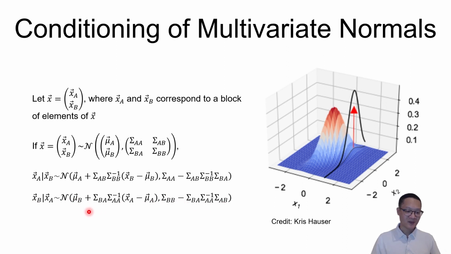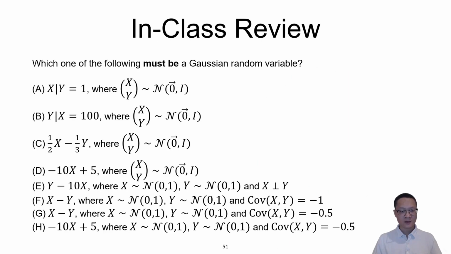Basically, for Gaussian random variables, we get a conditional mean and conditional covariance in closed form. And the interpretation is basically this picture here. So that's a lot of stuff about Gaussian random variables. Please take a few minutes to look at this.